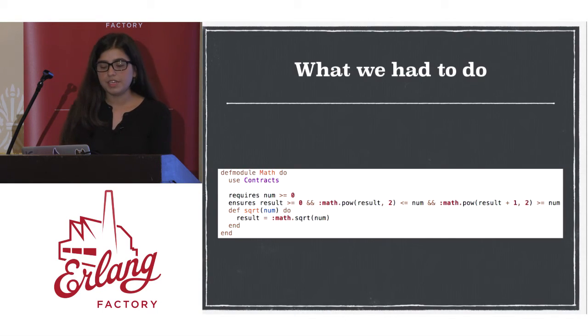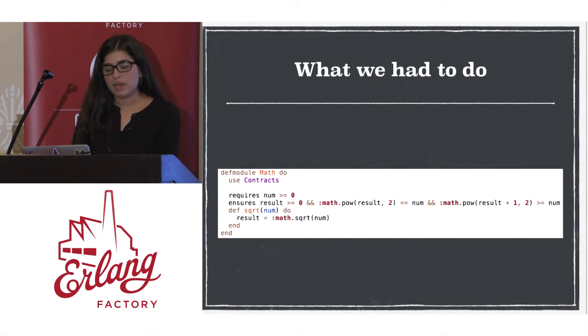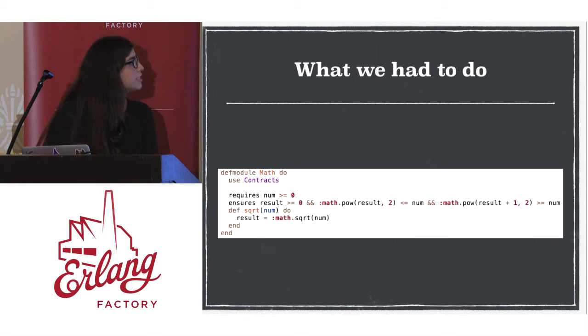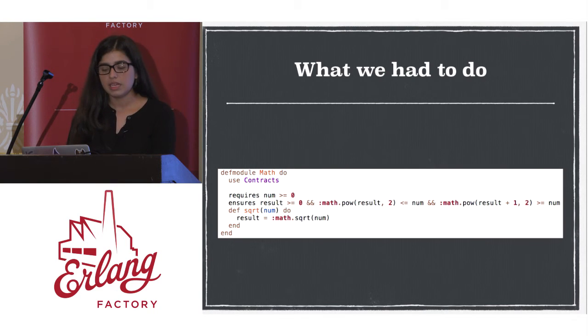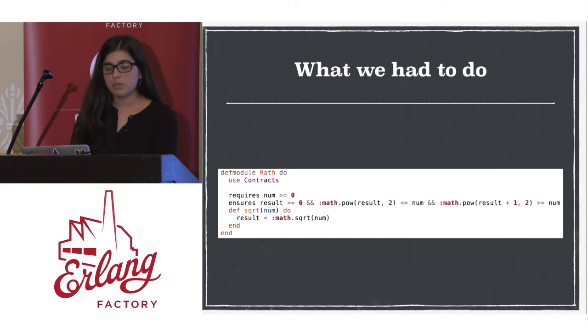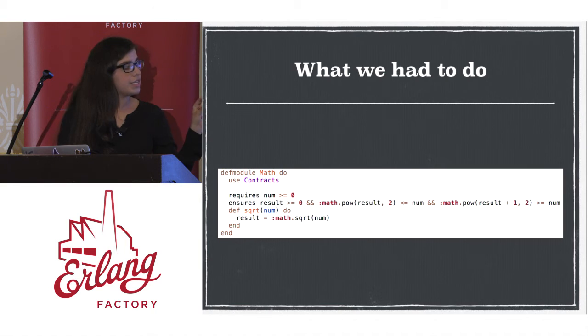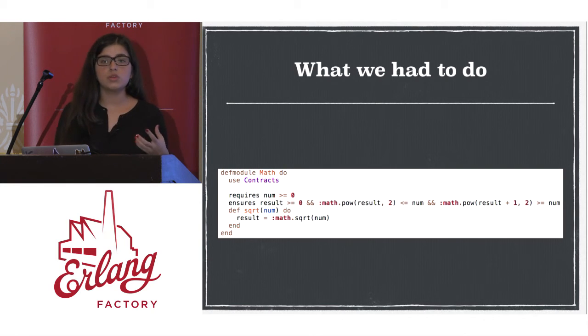So in the library, this is an example of how the contracts look in the library we've built. We have to redefine the def clause, and support the tags requires and ensures, which are the pre and postconditions. And in the ensures clause, you can see that we need the number to be in a certain range. So you can see that it's a little bit like pattern matching.